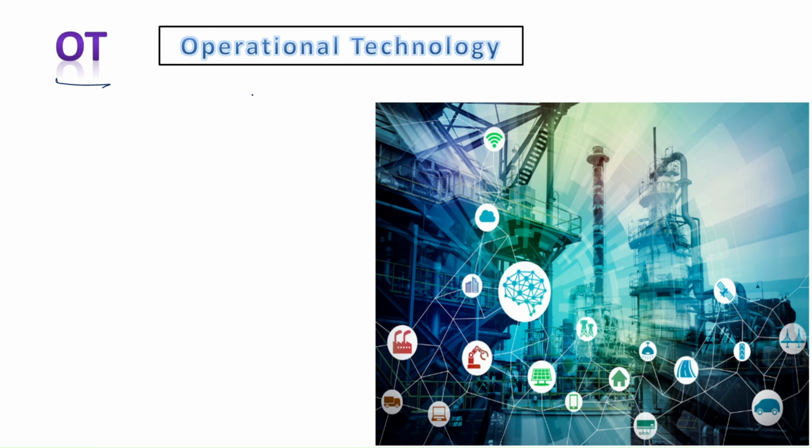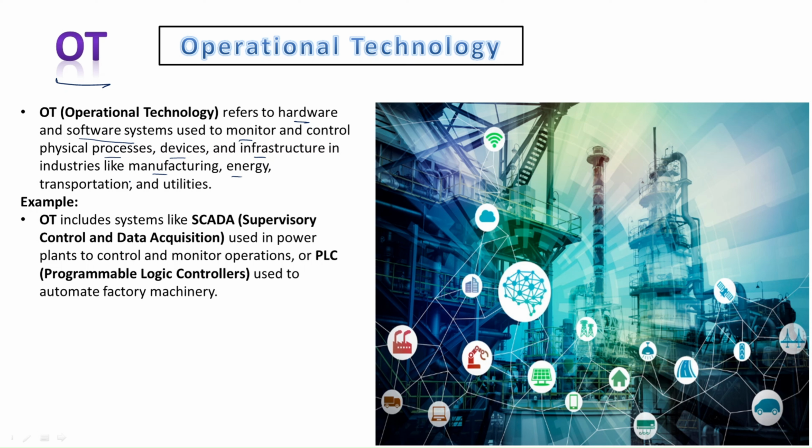OT, that is operational technology. So OT, operational technology, refers to hardware and software systems used to monitor and control physical processes, devices, and infrastructure in industries like manufacturing, energy, transportation, and utilities. For example, OT includes systems like SCADA, that is supervisory control and data acquisition, used in power plants to control and monitor operations, or PLC, that is programmable logic controllers, used to automate factory machinery.